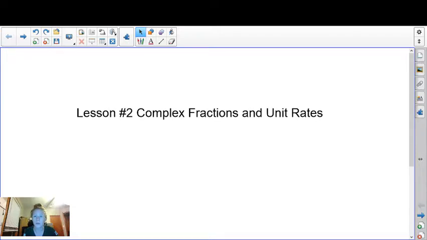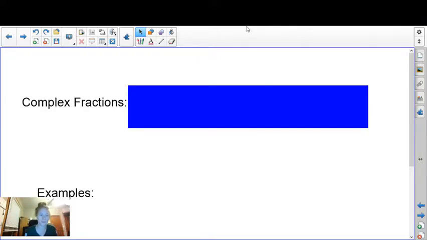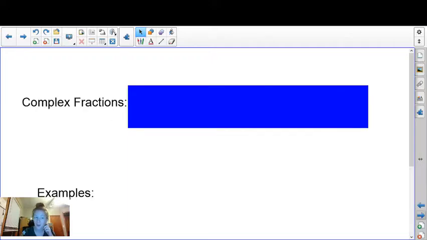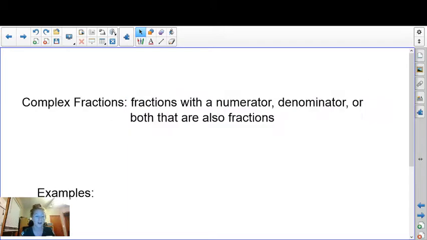All right, welcome gentlemen. Today we're going to talk about lesson number 2, complex fractions and unit rates. So what is a complex, let me try this again. I said complex numbers. We're talking about complex fractions and unit rates. What is a complex fraction? Complex fractions are fractions with a numerator, denominator, or both that are also fractions.